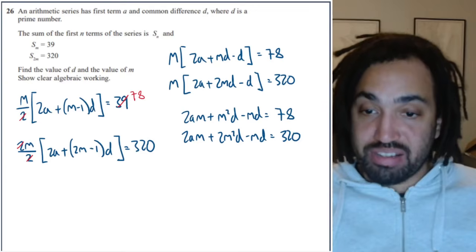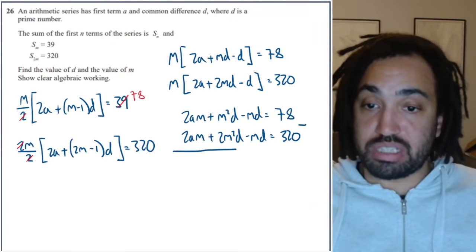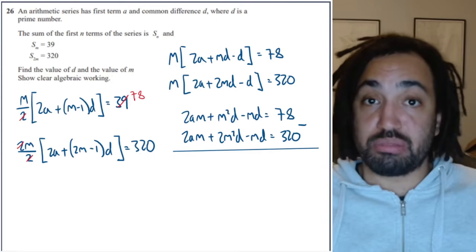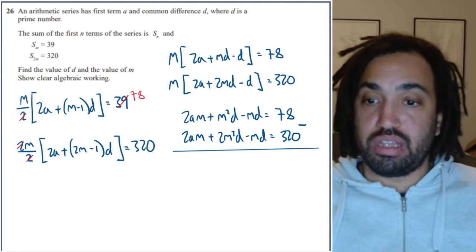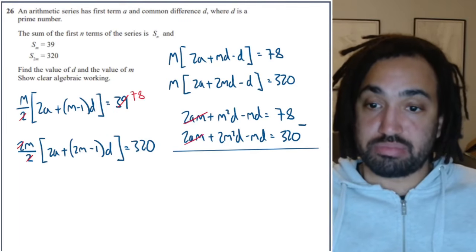Okay, now these look very similar. So similar that we're going to subtract them in order to get some cancellation, just like we would do a simultaneous equation. Okay, so what do I get when I subtract these? Well, these are going to cancel with each other, and so will these.